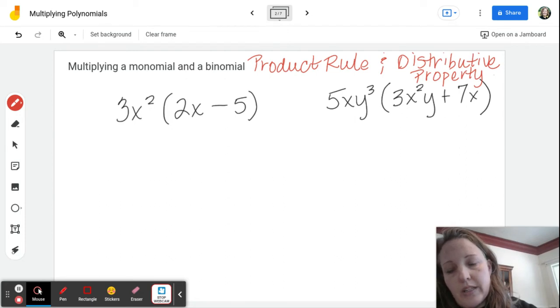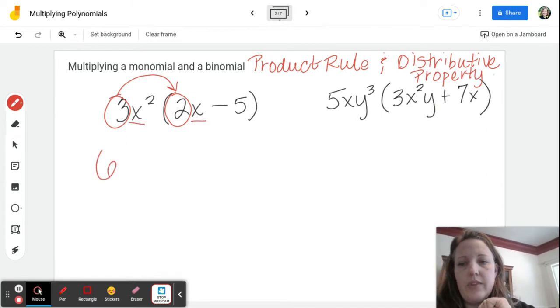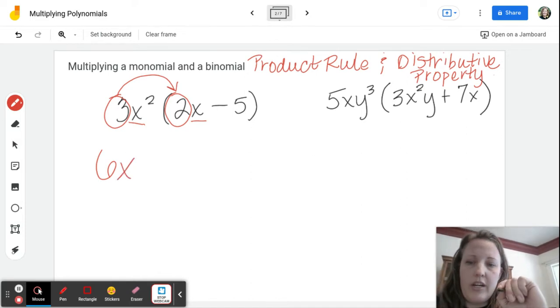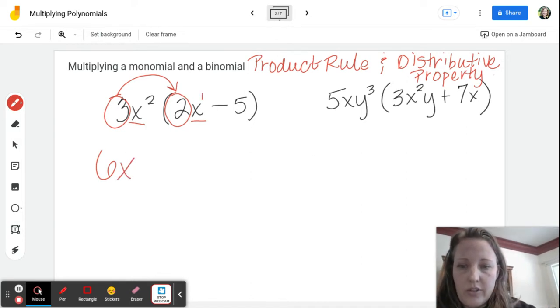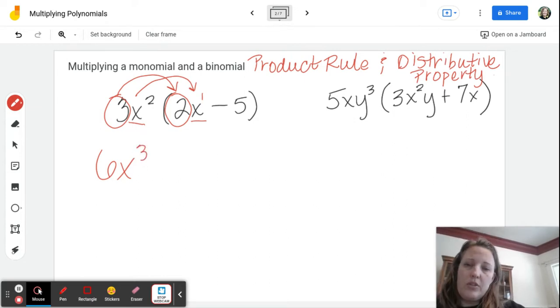So 3x squared. We have a coefficient of 3 and a coefficient of 2 on that term. Let's distribute here. So 3 times 2 is 6. And then x and x, they share a base. This one is to the first power. We can take the 2, so again I'm distributing that part also. So 2 plus 1 is 3. So 3x squared times 2x is 6x to the third.